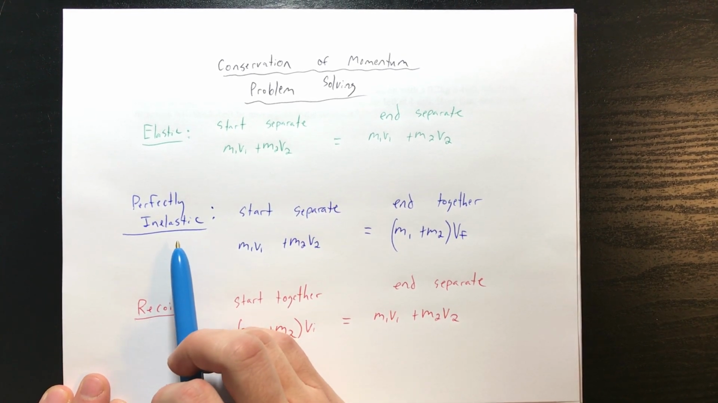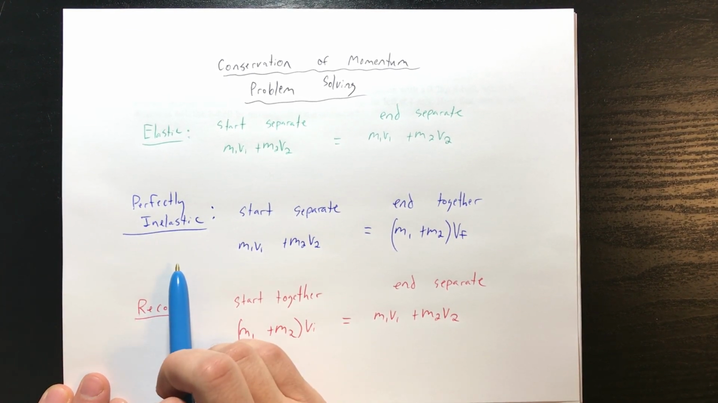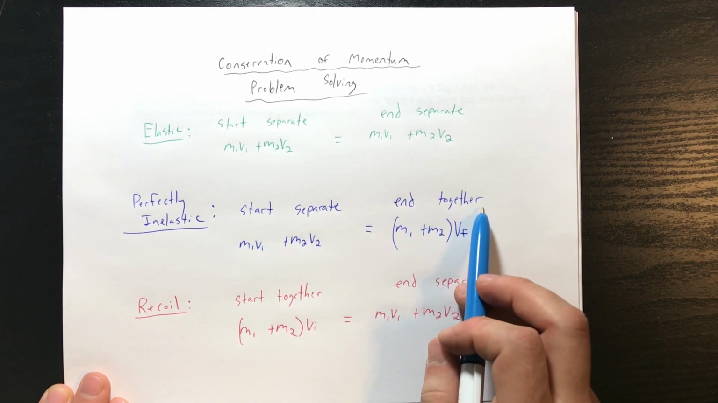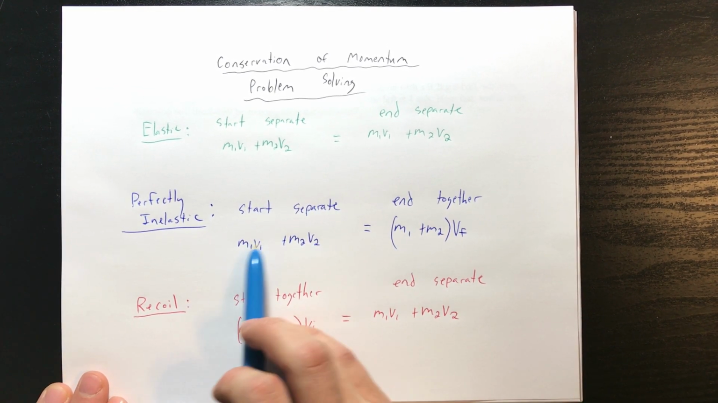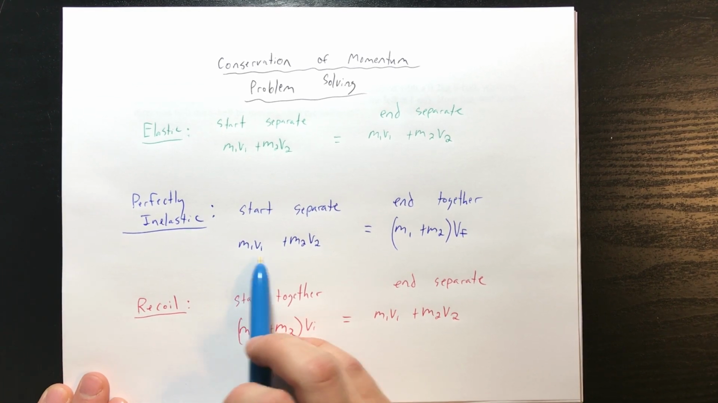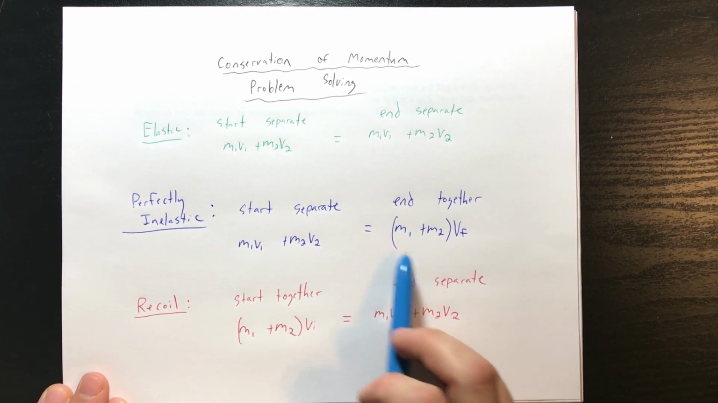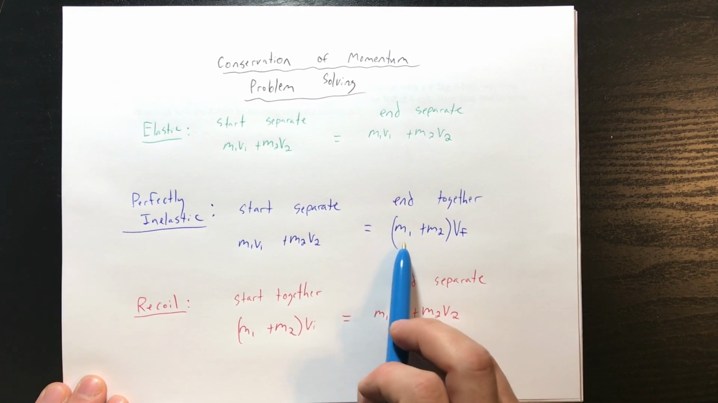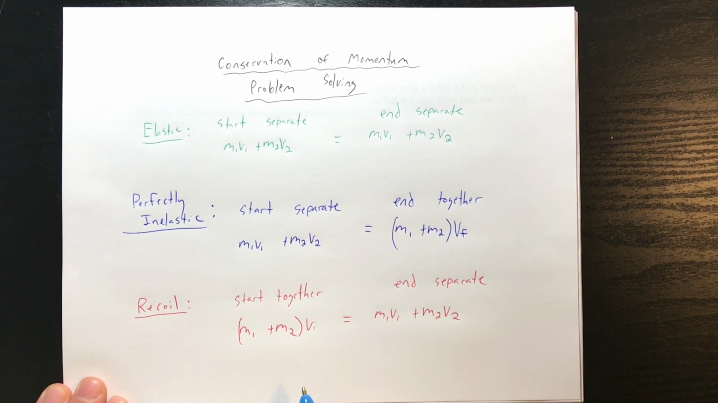The next type that we have is a perfectly inelastic collision, and in this collision we start separate but end together. So in the beginning of the problem, initially, each mass has its own velocity, but at the end of the problem they become entangled or stuck, and they share some final velocity.